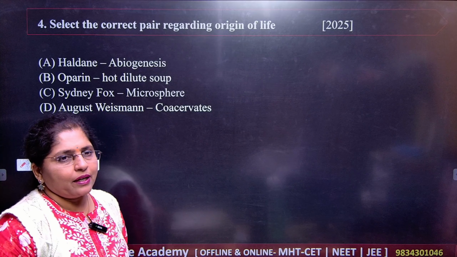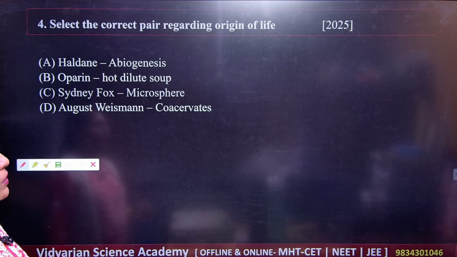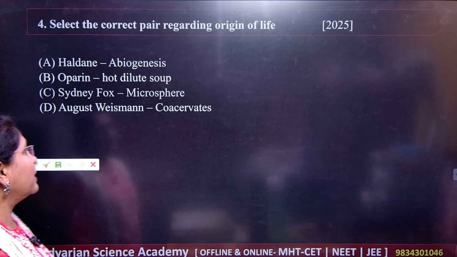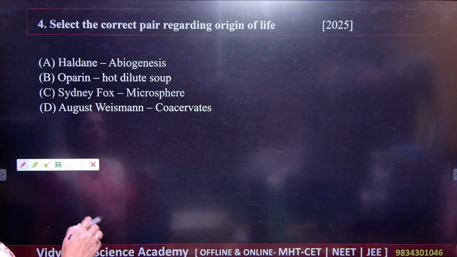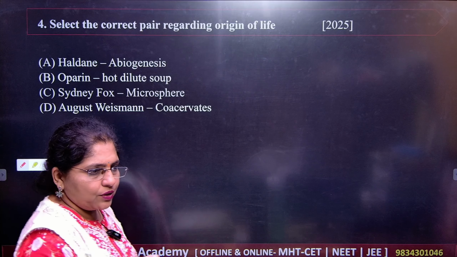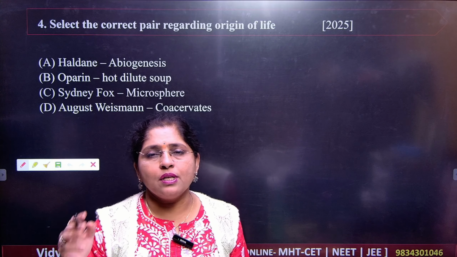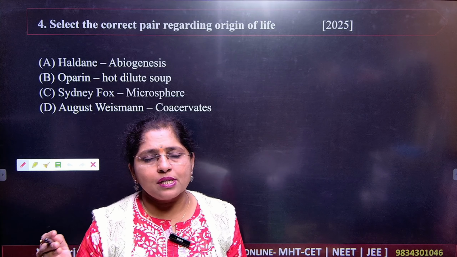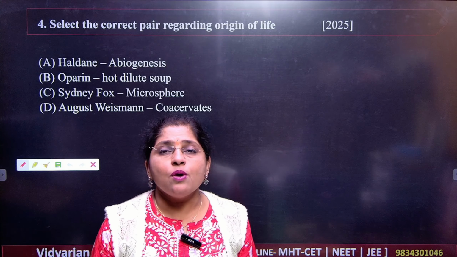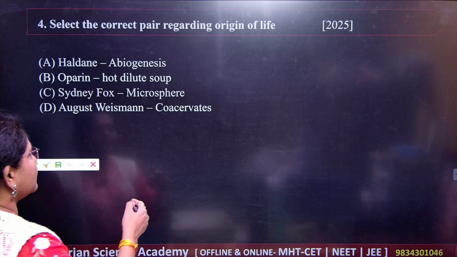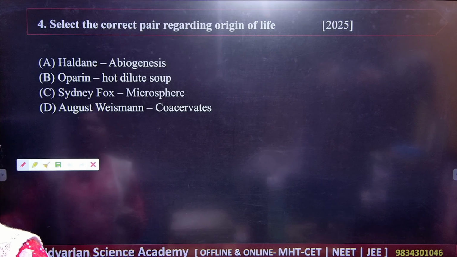Select the pair regarding the origin of life. You know that for origin of life, you should know all the theories. All the theories given in your textbook are the theory of special creation, theory of biogenesis, abiogenesis, and the modern theory of origin of life. So let us find the correct pair here.